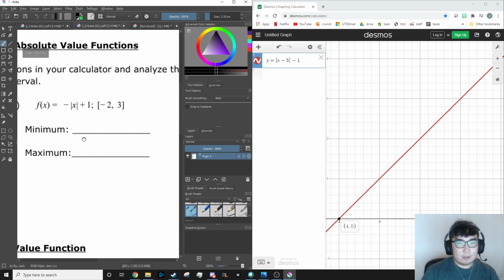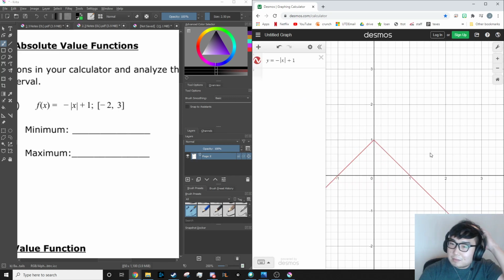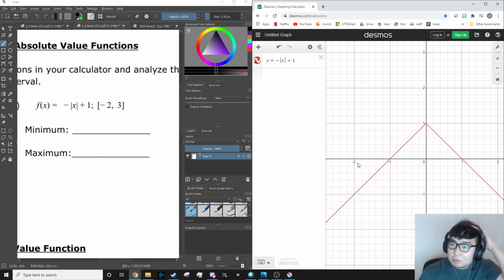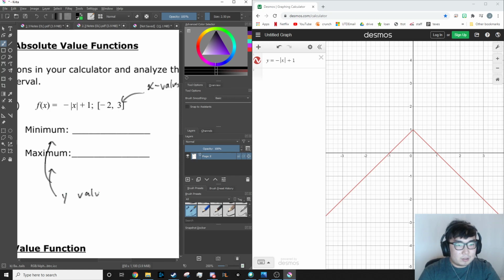So let's graph this right here. So I'm gonna erase this. Negative absolute value of x plus 1. And I'm talking about the points -2 to 3. So -2 is here, 3 is here. So these are x values. And both of these are y values.